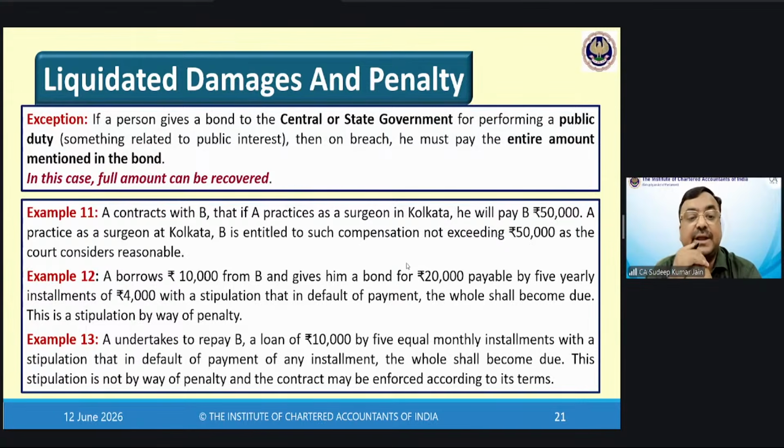Example 13. A undertakes to repay B a loan of 10,000 by 5 equal monthly installments, with the stipulation that in default of payment of any installment, the whole amount shall become due. This stipulation is not by way of penalty and the contract may be enforced according to terms. चलो 10,000 रुपए का पेमेंट करना है इंस्टॉलमेंट में, अगर एक भी इंस्टॉलमेंट डिफॉल्ट हो गया तो सारा पेमेंट करेगा. लॉ says that this is not a nature of penalty. Please read examples 11, 12, 13 once again.